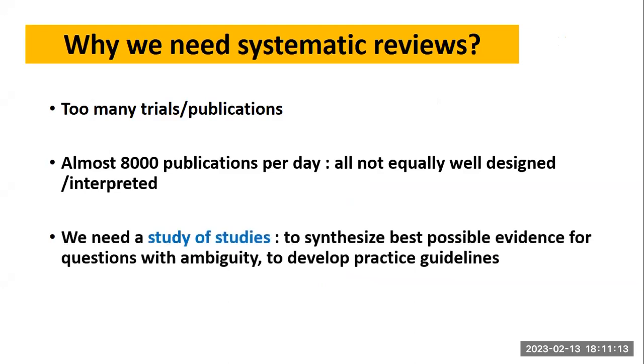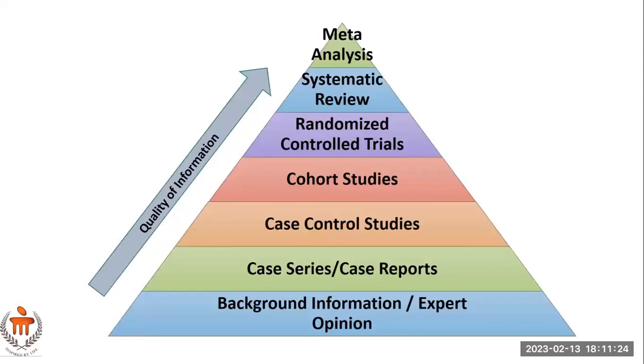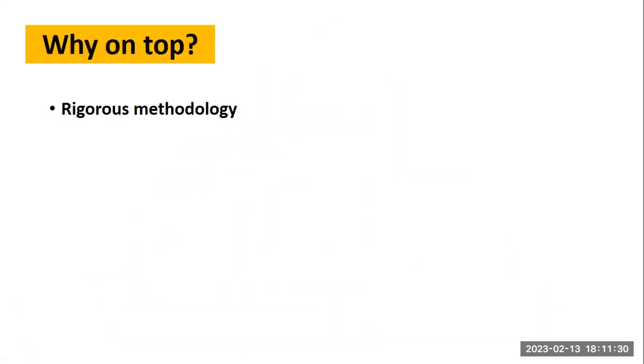So what we need is a study of studies, so that we synthesize the best possible evidence for questions with ambiguity and eventually help practice guidelines, especially in clinical practice. And if you look at the levels of evidence, systematic reviews and meta-analyses occupy the topmost place because of the rigorous methodology we use to do these reviews, which are very strictly peer reviewed. And sometimes when we pool a lot of these studies, it creates a large sample size.